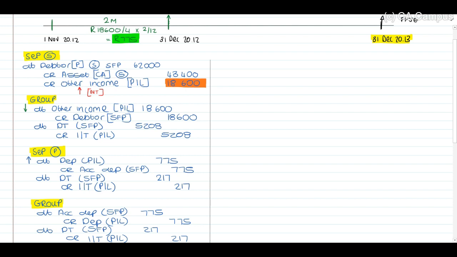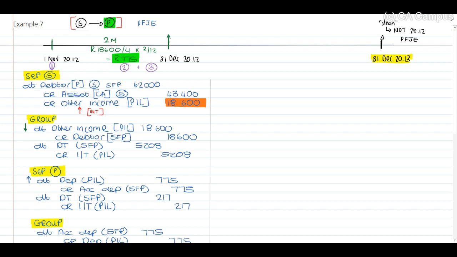The first will be the initial transaction to take out the unrealized profit. The second one will be the depreciation, and the third one will be your tax that you need to take into account. Now, guys, we are looking at 31 December 2013.